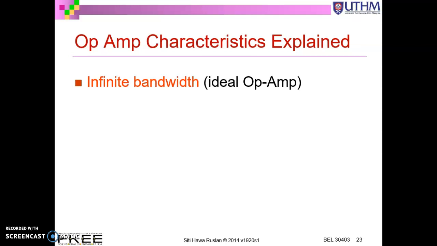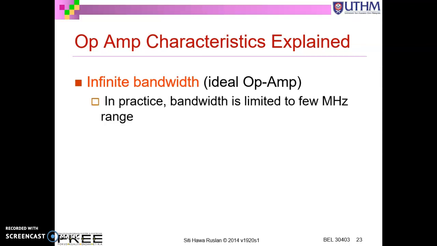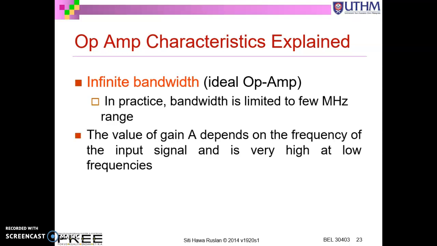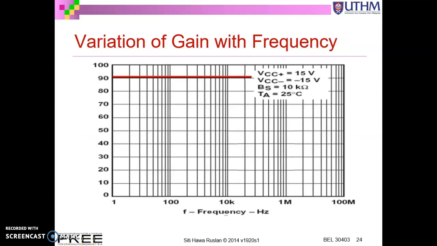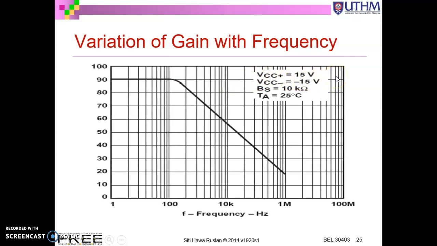And the next characteristic of op-amp is the bandwidth. We said that the bandwidth of ideal op-amp is infinite, meaning that the gain is constant over a wide range of frequency. But in practice, the bandwidth is limited to a few megahertz. Okay, so what you see is like this. This is the ideal value of your bandwidth, meaning that your gain is constant throughout the frequency, but in reality, the gain will drop at a certain high frequency. It depends on the manufacturer.